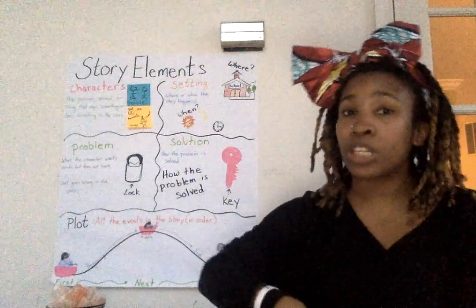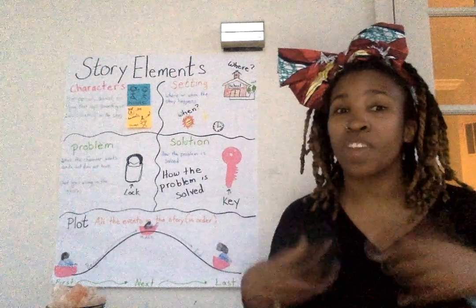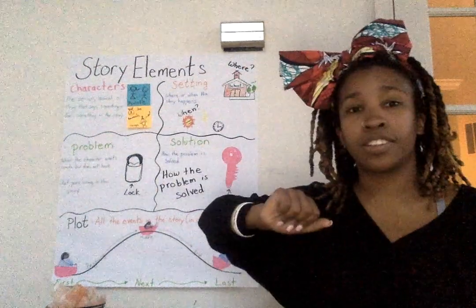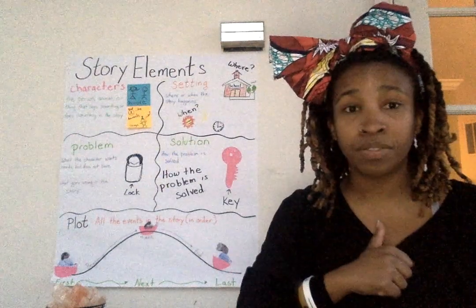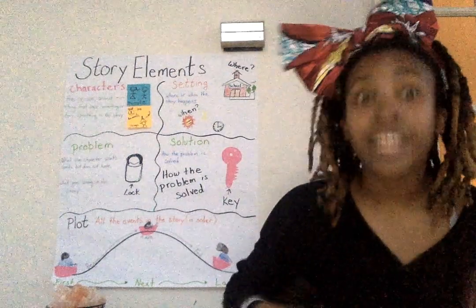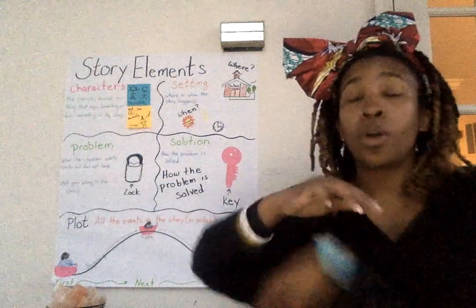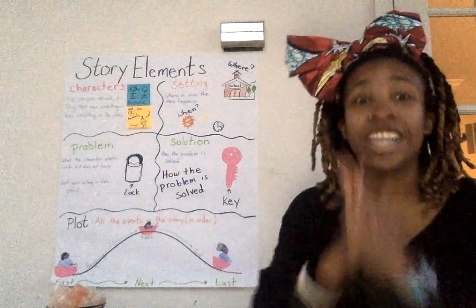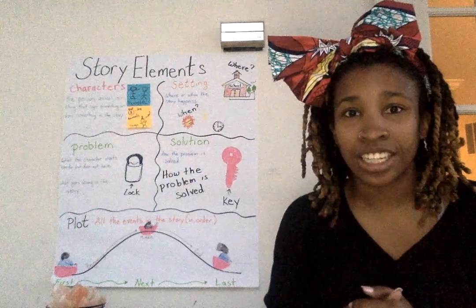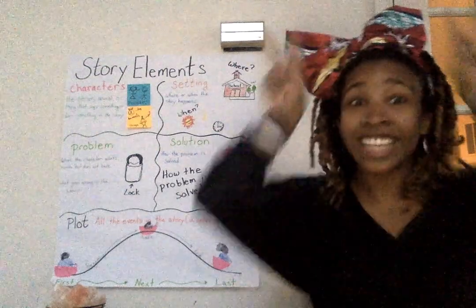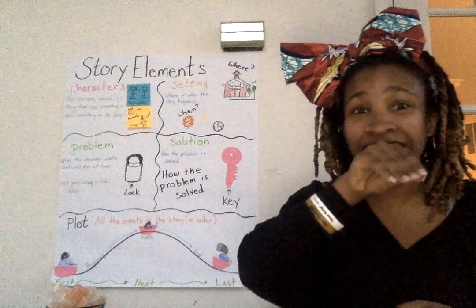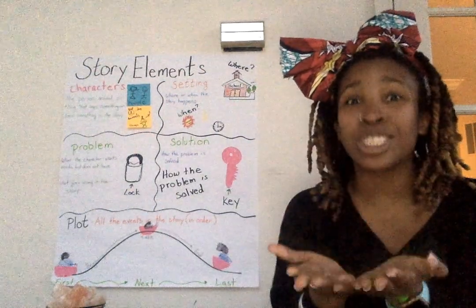So let's go over characters and setting one more time so I can make sure that you really got it, okay? So, repeat after me. Characters. Characters are the person, the animal, or thing that says something or does something in a story. Let's try that one more time. The characters. The person, the animal, or thing that says something or does something in a story.